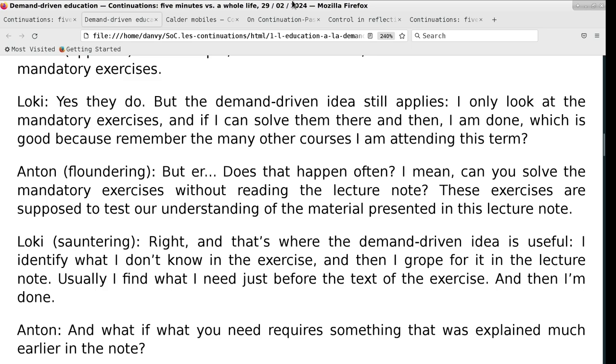Right. And that's where the demand-driven idea is useful. I identify what I don't know in the exercise, and then I go for it in the lecture note. Usually, I find what I need just before the text for the exercise, and then I'm done. And what if what you need requires something that was explained much earlier in the note?